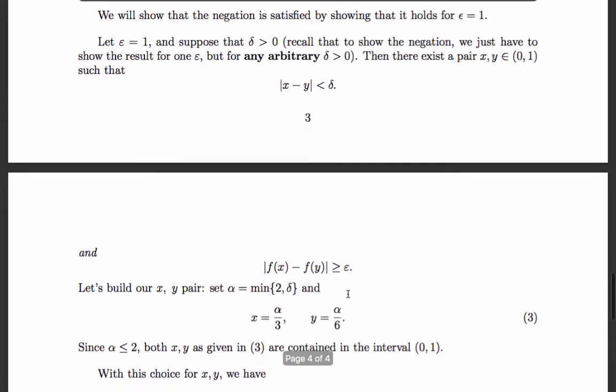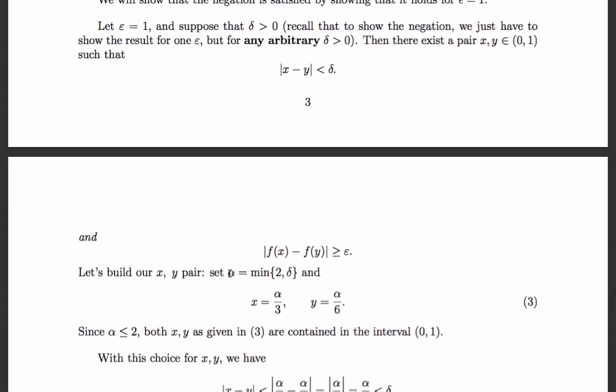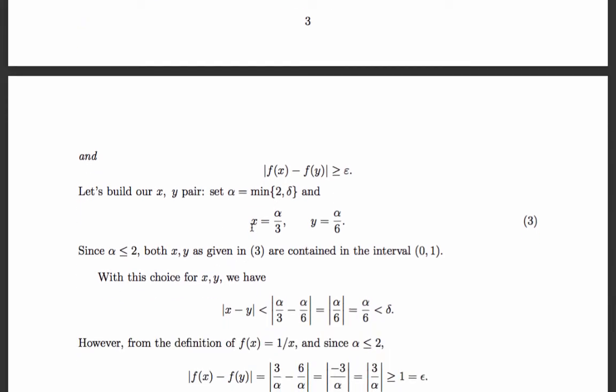So let's build our pair. Well, first let's set alpha to be either 2 or delta, whichever is smaller. Remember, delta is arbitrary. So it's an arbitrary positive number, so alpha is a positive number. Let's let x be alpha divided by 3. Remember, that's either 2 over 3 or delta over 3, whichever is smaller. And let y be alpha over 6, meaning y is either a third or delta over 6, again, whichever is smaller. Right, but x and y are particular numbers. They depend on delta, though.